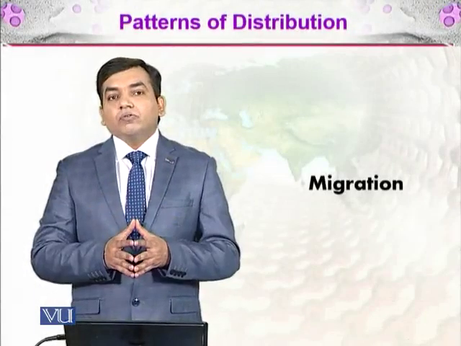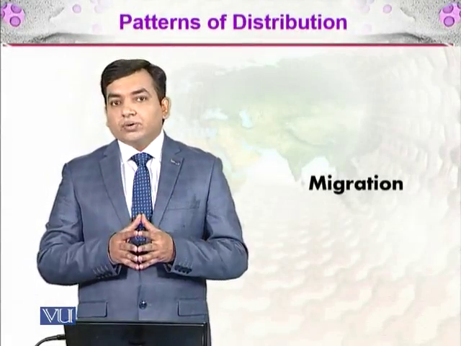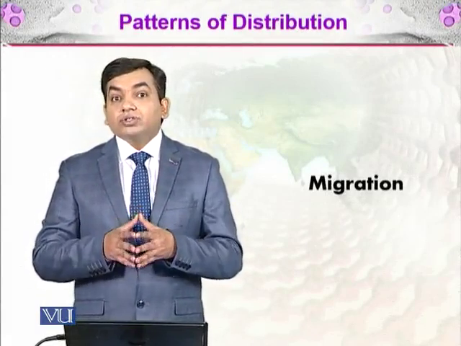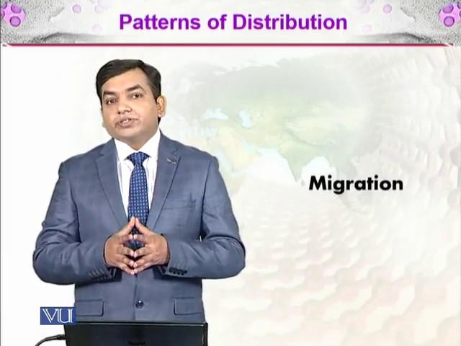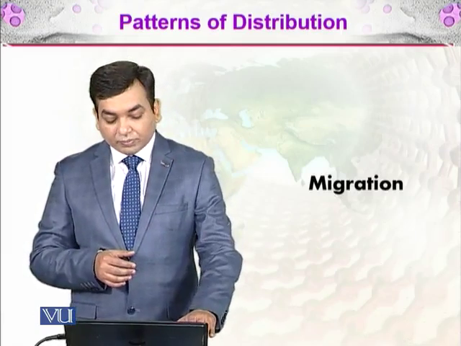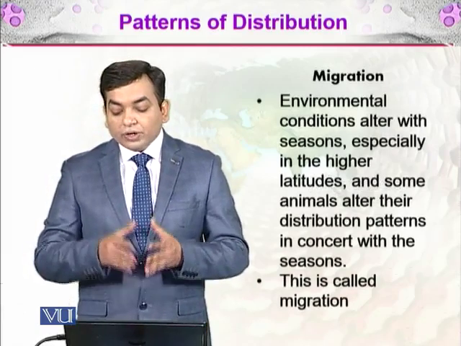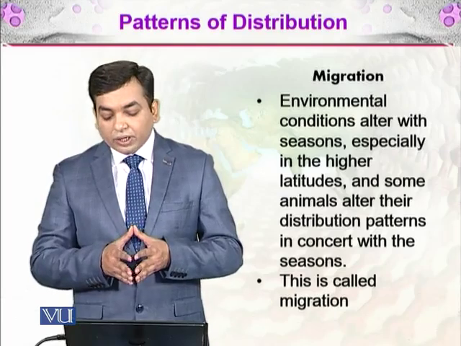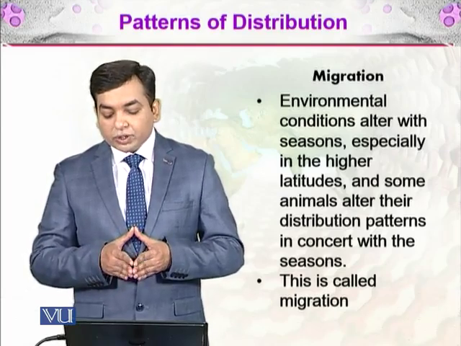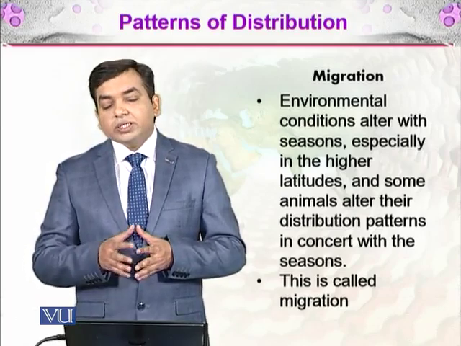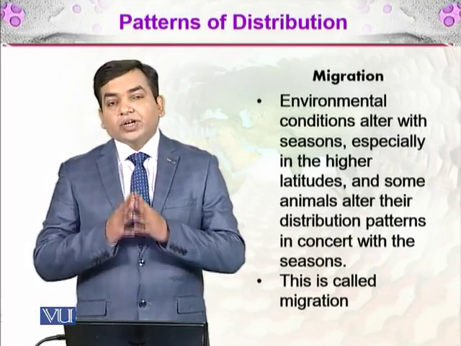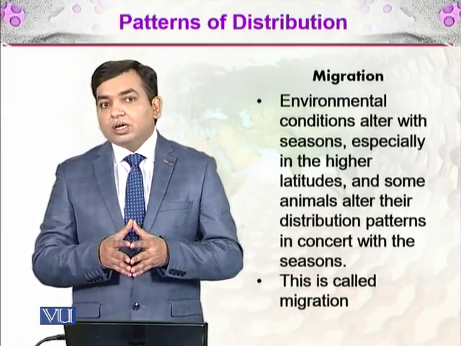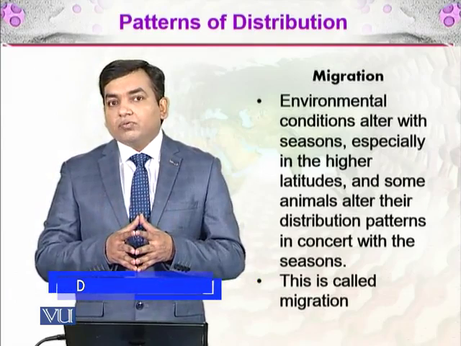The organisms are found on the wide areas on the surface of Earth. And in terms of that, we will be discussing the migration and the patterns of distribution of the organisms. Environmental conditions alter with the season, especially in the higher latitudes, and some animals alter their distribution patterns in concert with the seasons, and this is called migration. So, the organisms go from one place to another seasonally, and this is called migration.